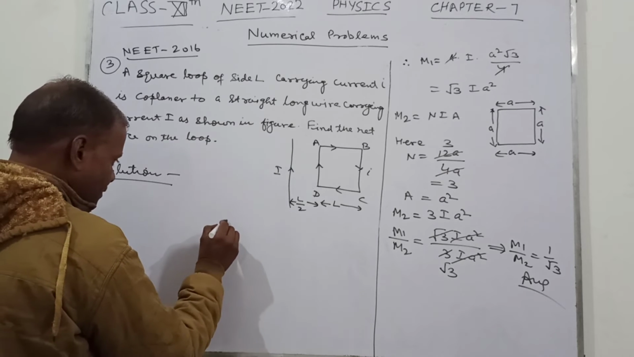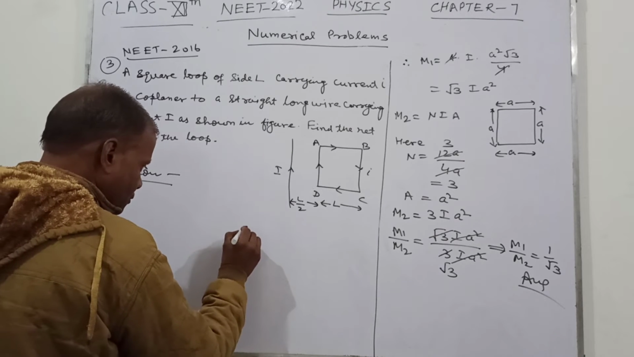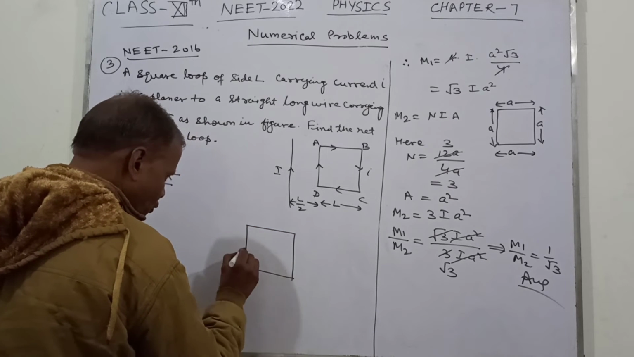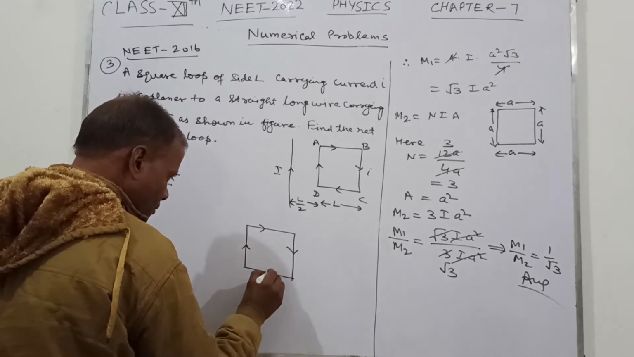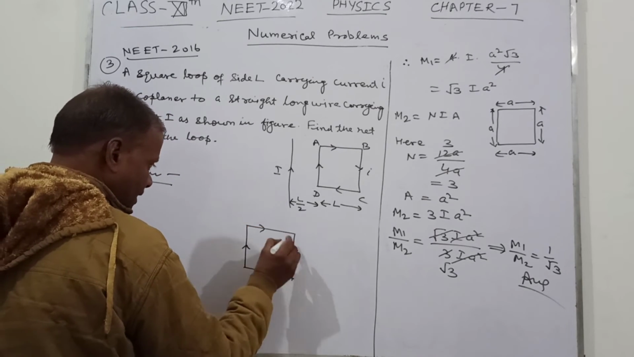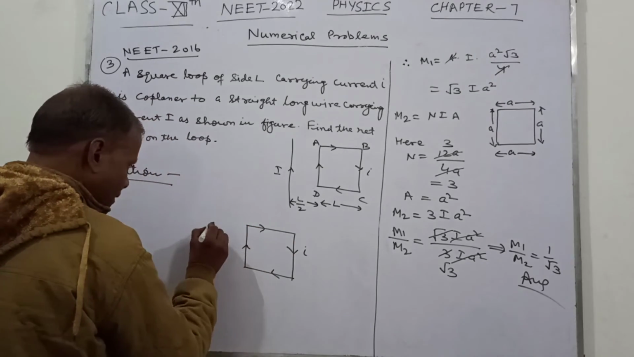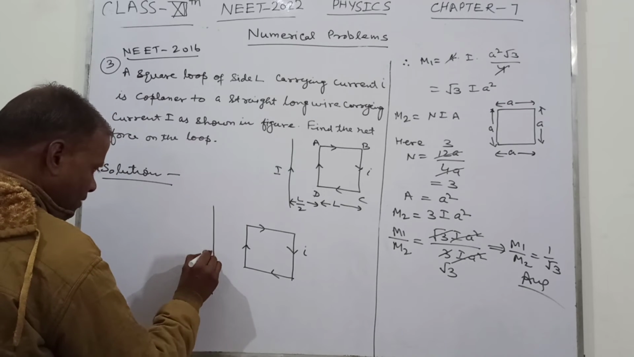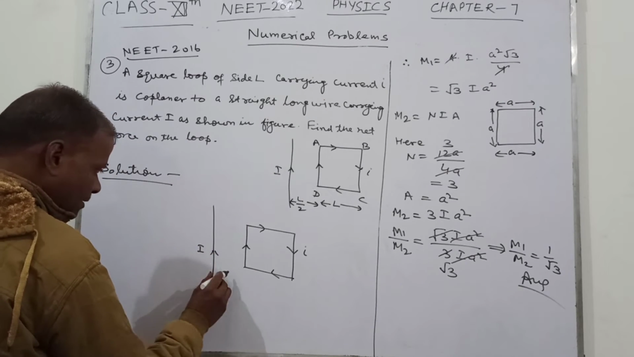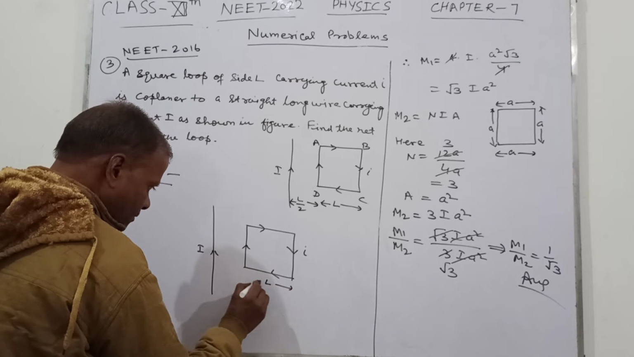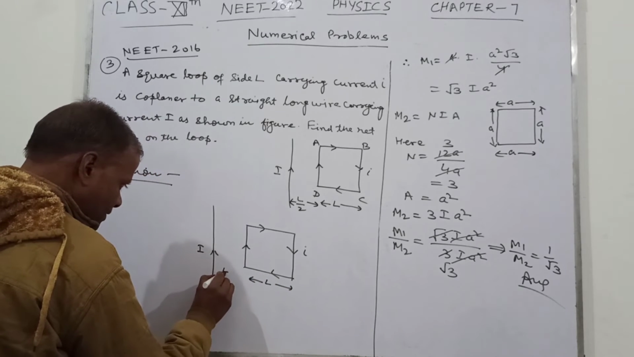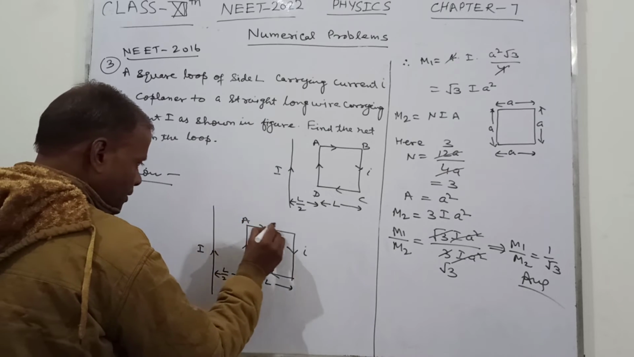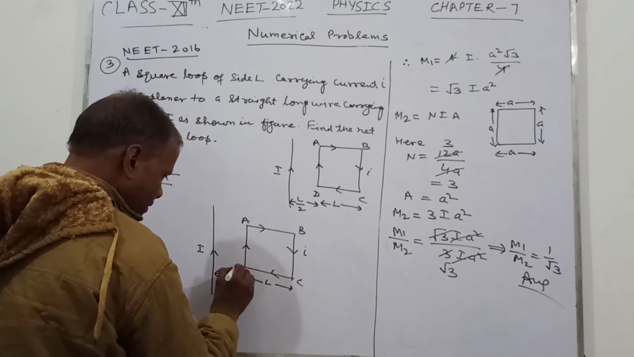That you are given this loop. This is now loop. This carries the current I. This is a straight conductor carrying the current I. This is now length L, and this distance is L by 2. This is now A, B, C, D.